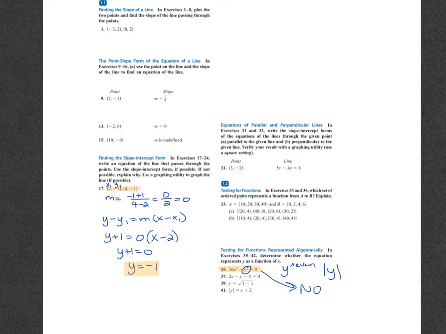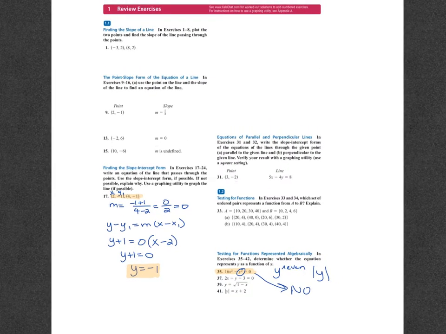This whole first page is odds. So this is your plotting points, obviously finding slope, finding the equation of a line, finding the equation of the line if it is perpendicular and parallel, like number 31.